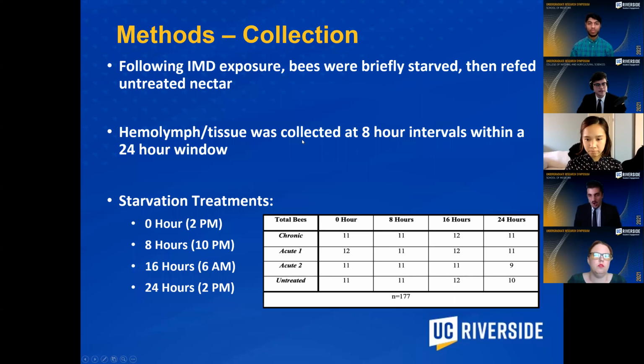For our collection methods, following the imidacloprid exposure, bees were briefly starved and then refed with untreated nectar. The purpose of this was to make sure that they were encouraged to feed through the starvation period for 1 hour, and then they were refed in order to make sure that there was sufficient sugar within their systems prior to testing. Hemolymph and tissue were collected at 8-hour intervals within a 24-hour window, at 0 hours, 8 hours, 16 hours, and 24 hours, with the respective times next to them.